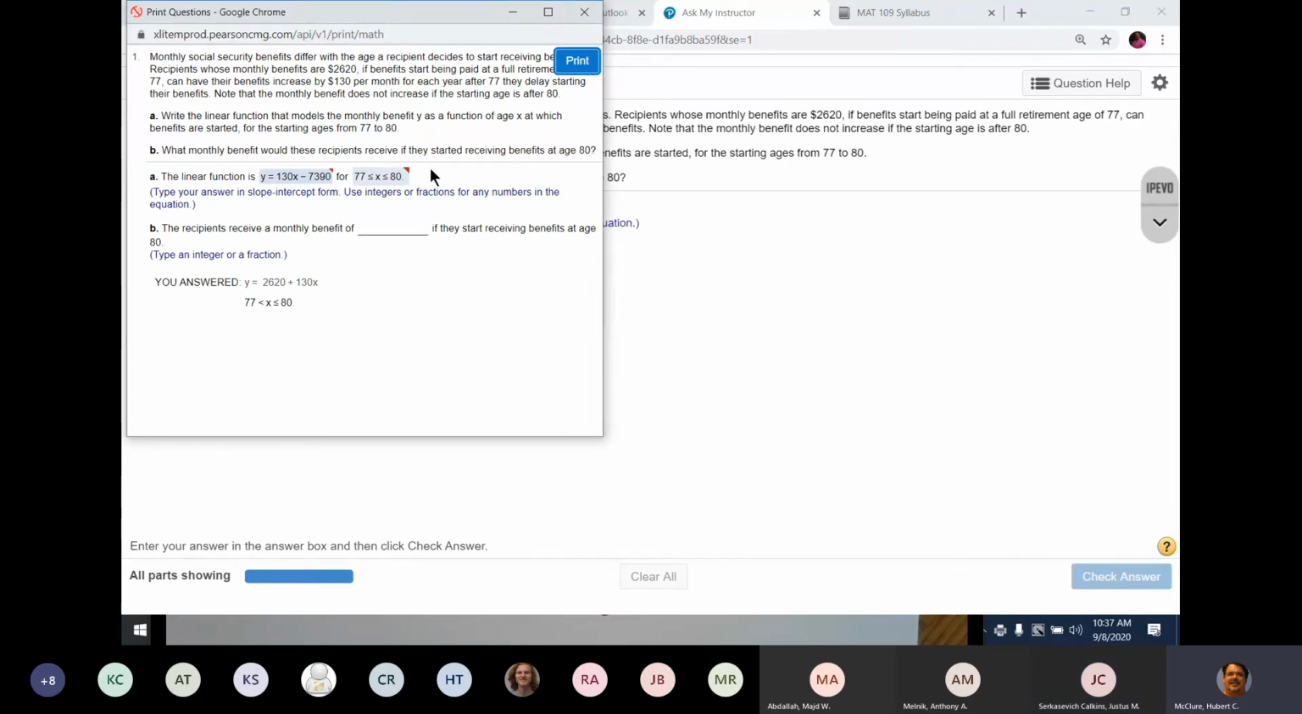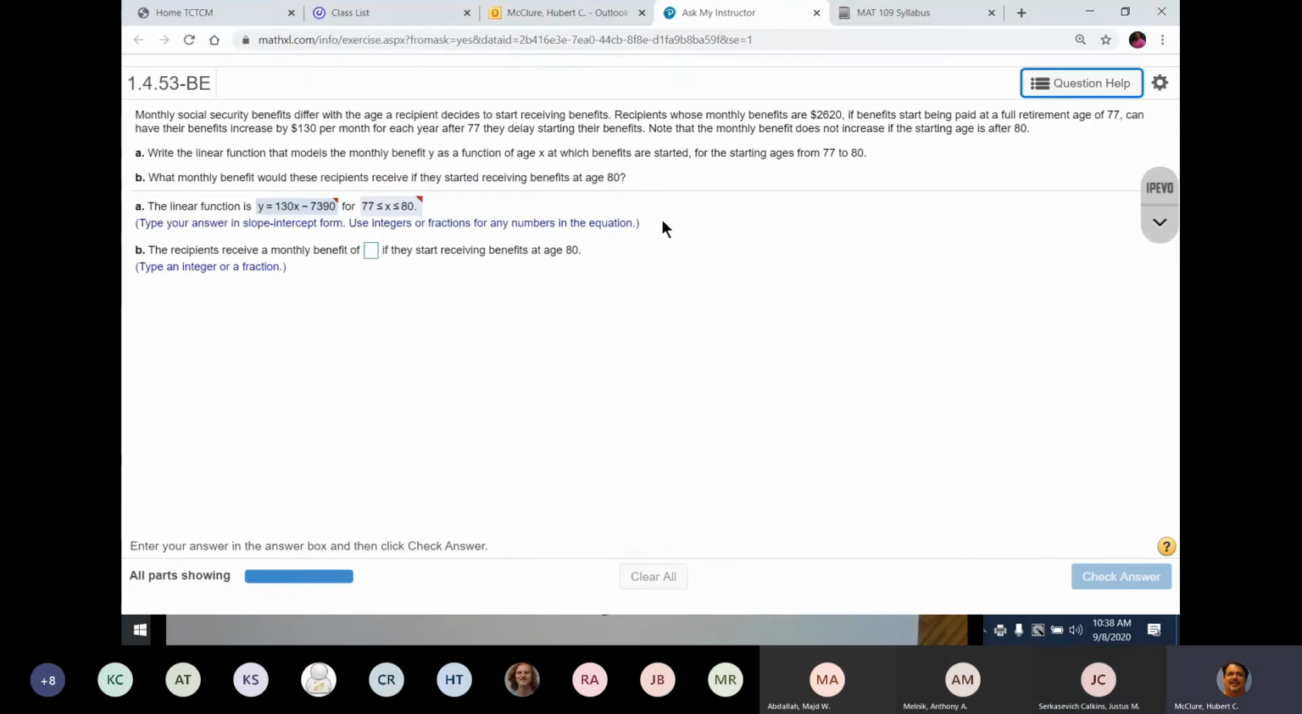That don't look right. It should be y is equal to 130x plus. It should be plus. Yeah, and you're right too. It says increase. It should be 130x plus 2620. You're not wrong because it's just asking for the slope and the value. Let me come back to that one. I need to work on that one after class.